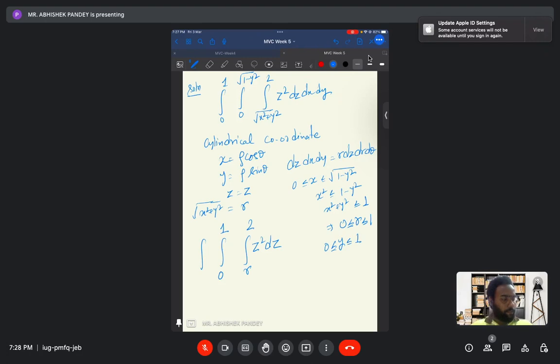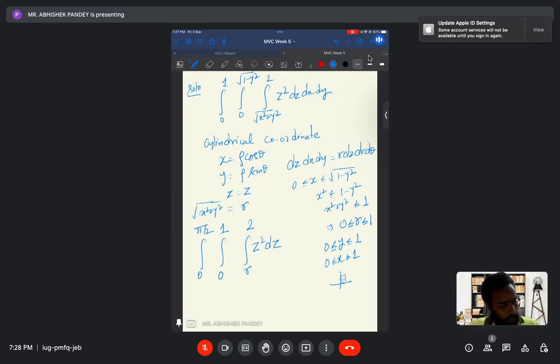Okay, so if y is from 0 to 1, what will be the value of theta? If y is from 0 to 1, x is also from 0 to 1. Now this is only in the first quadrant. So theta will run from 0 to pi by 2.